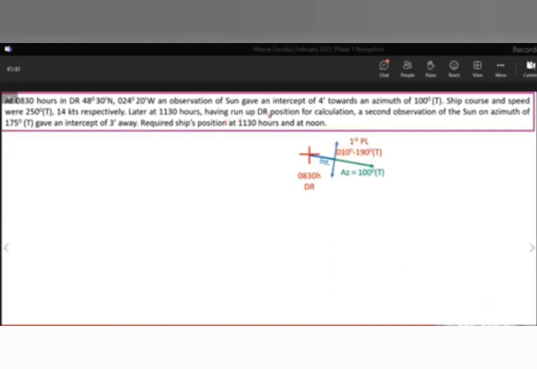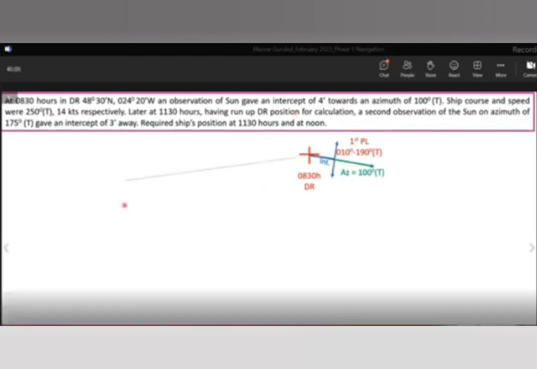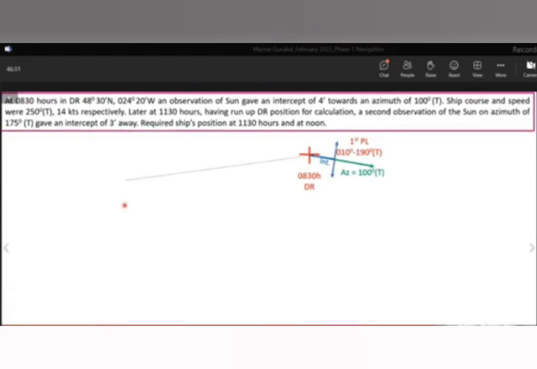If the question said that the second observation has been solved by using the position obtained by running up the ITP, then we would have applied the run on the ITP. But in this case, it says it has been obtained by running up the DR. So what do we do? We run up the DR. So beta, I hope this is clear now. Yes, sir. Very good, beta.